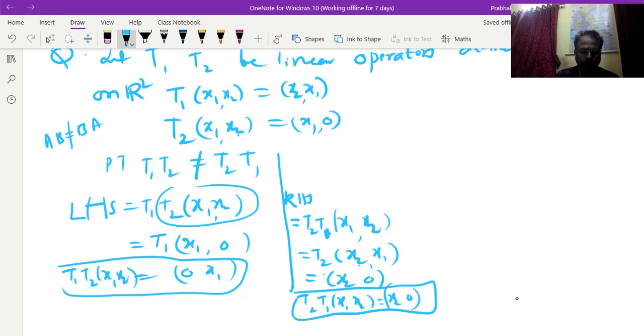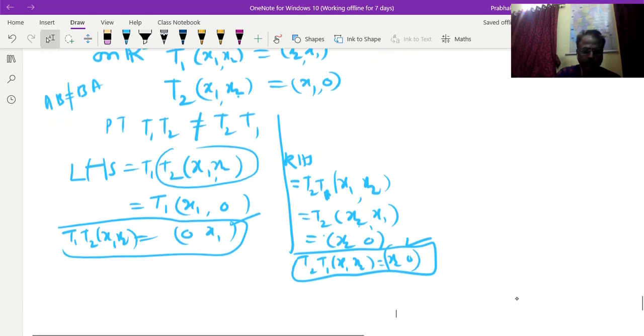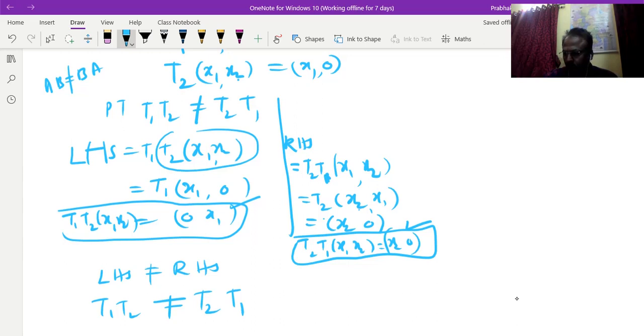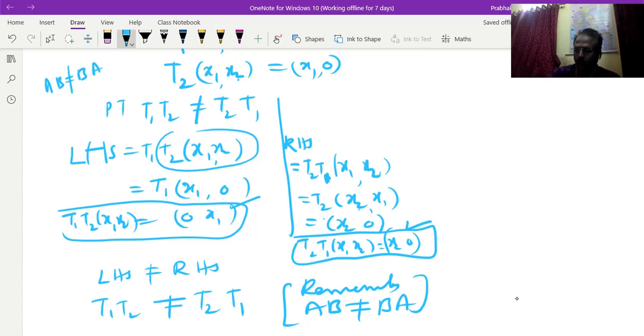If you compare both, the right hand sides are not equal. If the right hand side is not equal, the left hand sides are not equal. So LHS and RHS are not equal. Hence, T1 T2 is not equal to T2 T1. You can recapitulate: in matrices, AB is usually not equal to BA. In rare cases they are equal. In rare cases they are equal means they are not equal. Equal means always equal; rare case not equal means always not equal.